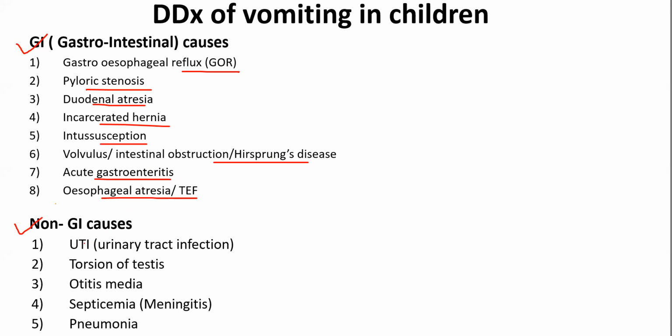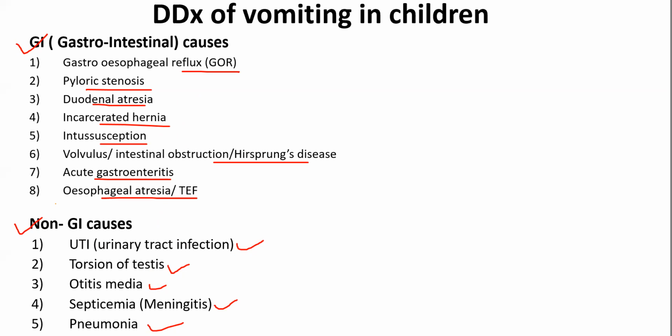Then you have non-GIT causes. Children with any kind of infection can present to you with vomiting. Not always it has to be GIT related. It could be just UTI causing vomiting, could be testicular torsion, ear infection like otitis media, could be even meningitis or septicemia, or even pneumonia can present with vomiting. So we always have to rule out both GIT and non-GIT causes in such differential diagnosis.